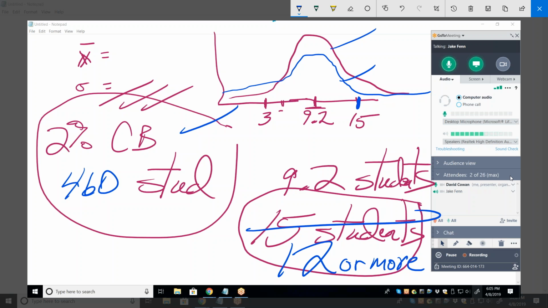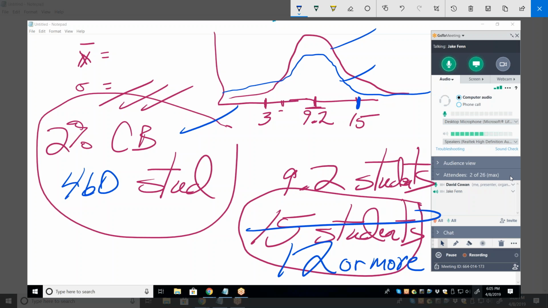What was their answer for 12 or more? That has to be a relatively small number. I think it was 16%. Okay, yeah. Because if the mean is 9.2, then you have to get a relatively far ways away from the mean.